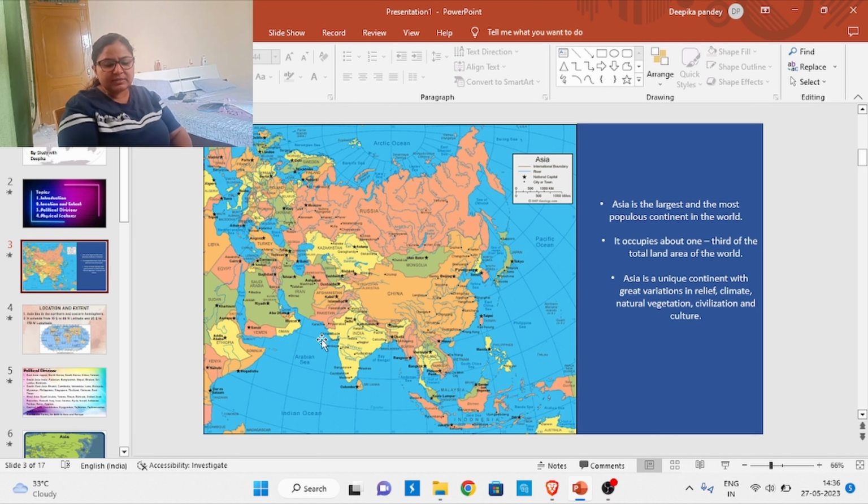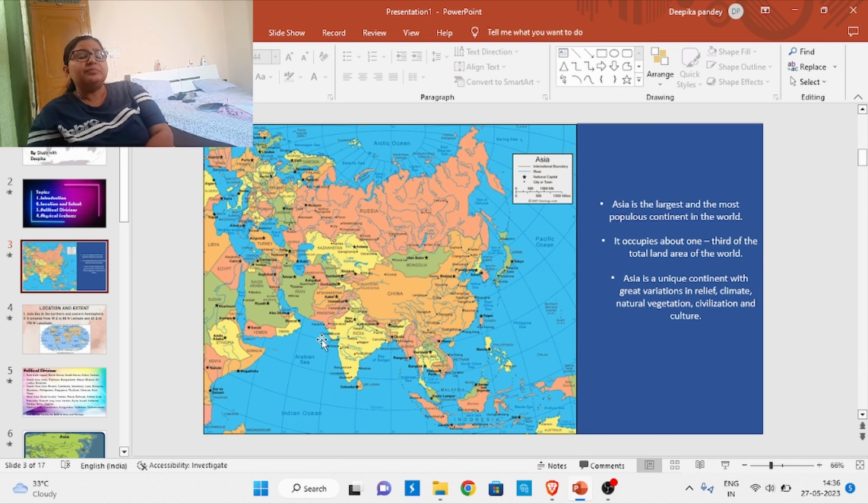Now some things are more there, like if I talk about the largest plateau in the world, highest and largest, that also lies in Asia only: Tibet. You all must be aware of it, which is also known as the roof of the world. So all these points are making Asia the continent of extremes.